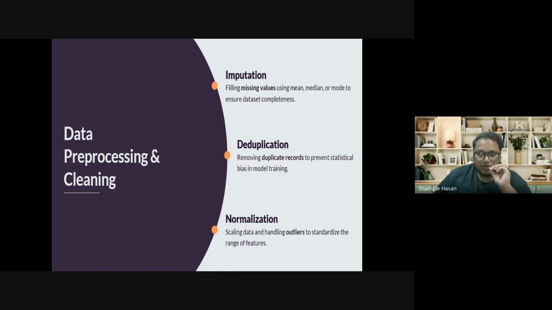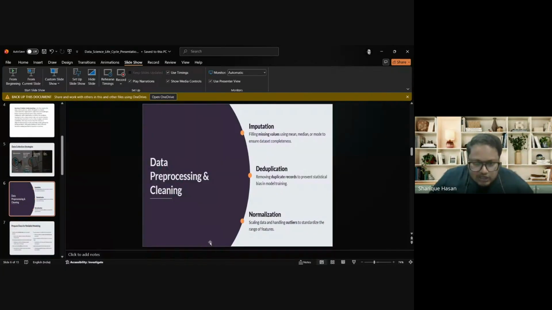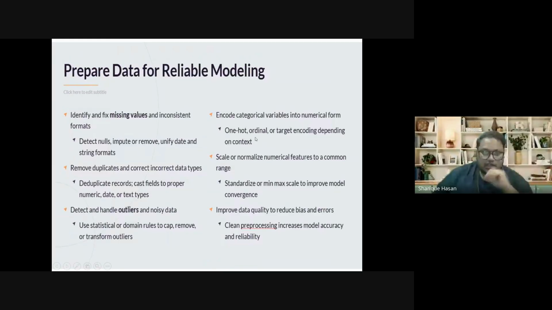Number three is normalization. What does normalization mean? It is scaling the data sets and handling outliers, to standardize the range of features. Now we are going to the next slide, which is preparing data for reliable modeling. What I just explained, for instance missing values, normalization and duplicacy, and we have some more points.